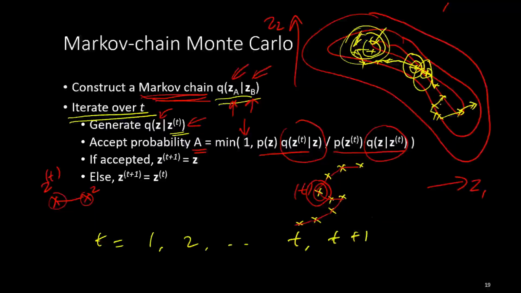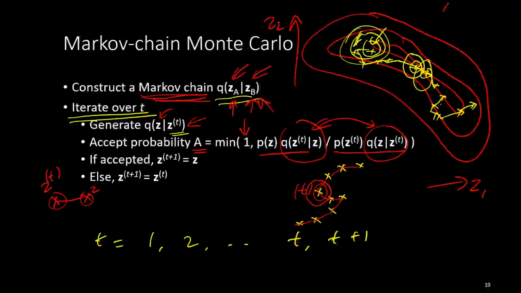So we surely accept if P of Z is greater than P of ZT, and if it is less, then we might reject that sample. We will accept it with probability P of Z divided by P of ZT. The other two terms are only there to account for the jumps not being symmetric, so usually they are not even used.